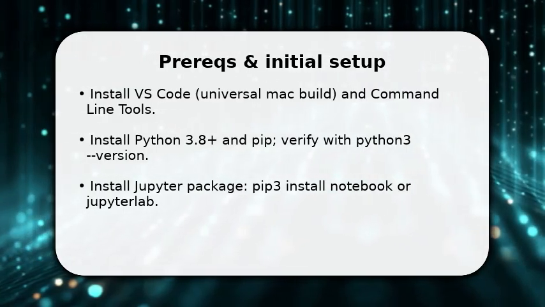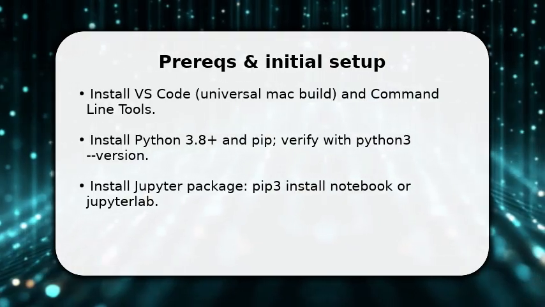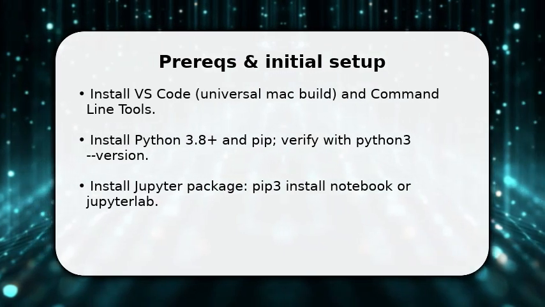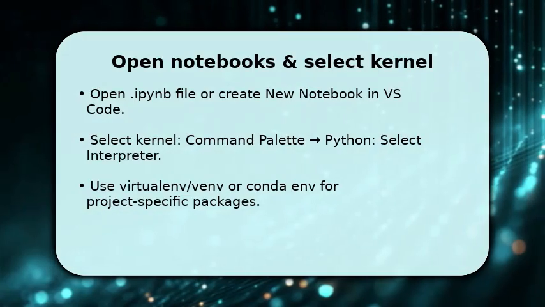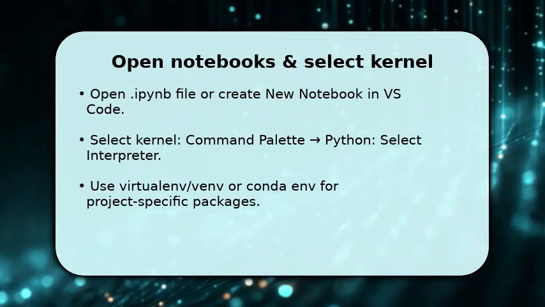Next, launch VS Code and install the Python extension. This extension lets VS Code detect kernels and run cells directly inside the editor. You now open or create an .ipynb in VS Code and make sure the right Python interpreter is selected.